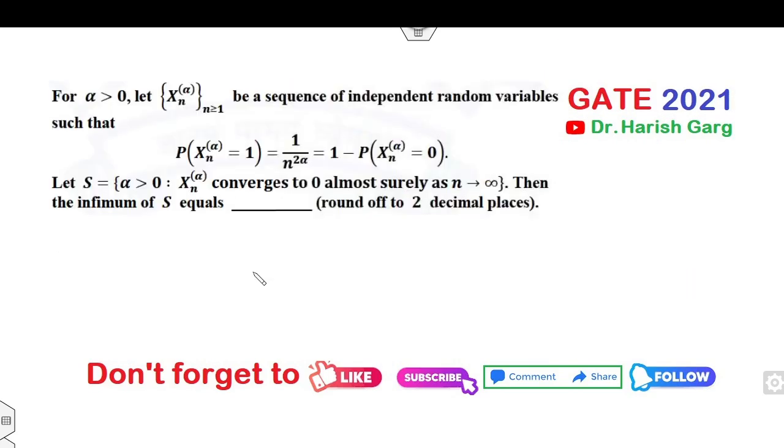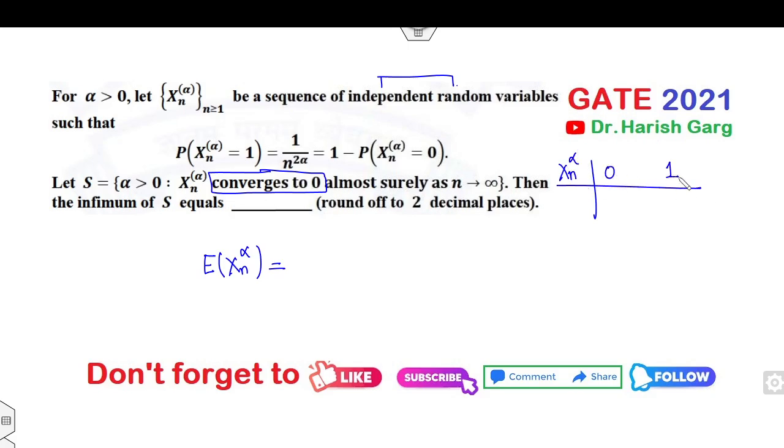If you want more, GATE 21, again they are a sequence of the IID converging to 0. So your target is to find the value of this. What is given to you? Xn of alpha is either 0 or 1. If it is 1, then n of 2 alpha, it is 1 minus n of 2 alpha. Can you find the mean?